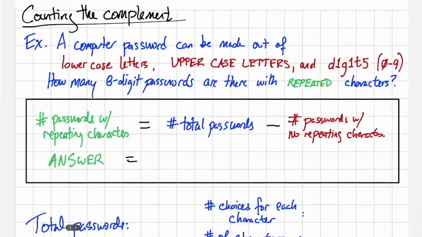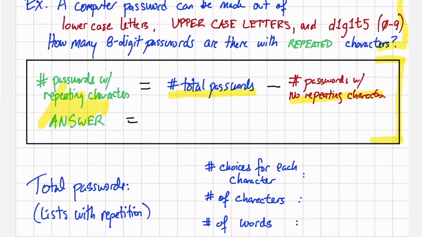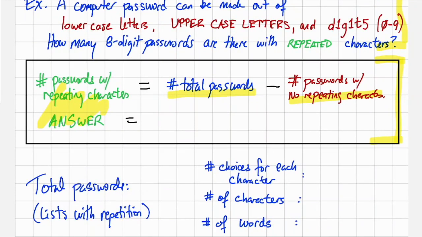So let's do the math. We're trying to figure out how many passwords have repeating characters, and happily, the number of total passwords and the number of passwords with no repeating characters are easy to calculate. Let's first look at the total passwords. This is an example of a list with repetition. There are 26 lowercase letters, 26 uppercase letters, and 10 digits, for a total of 62 different characters. Each word is made up of 8 characters, and so the number of total passwords is 62 to the 8th power, because each position has 62 choices.